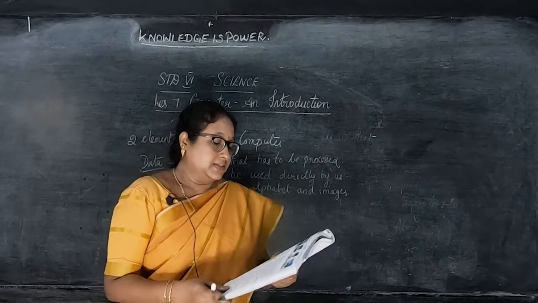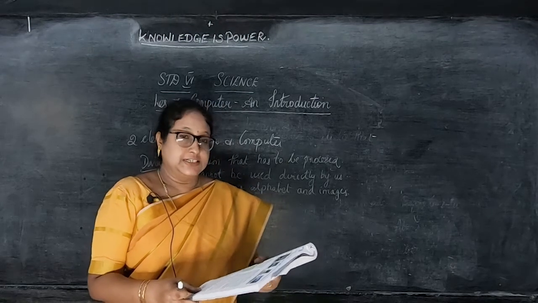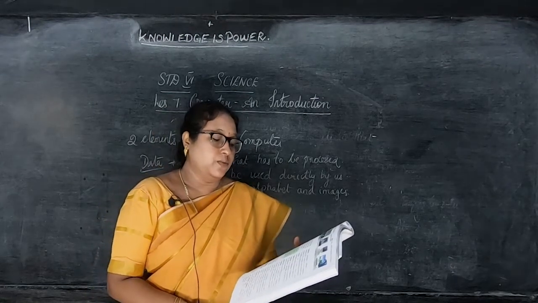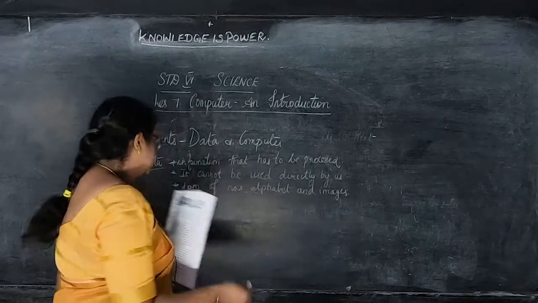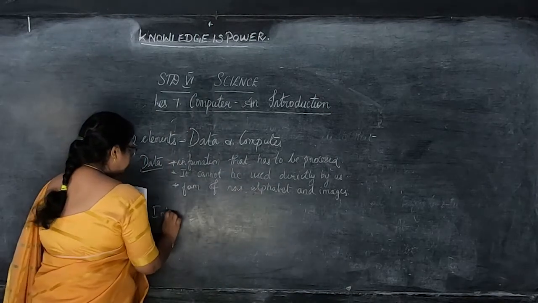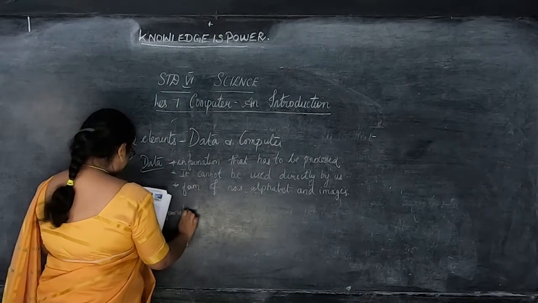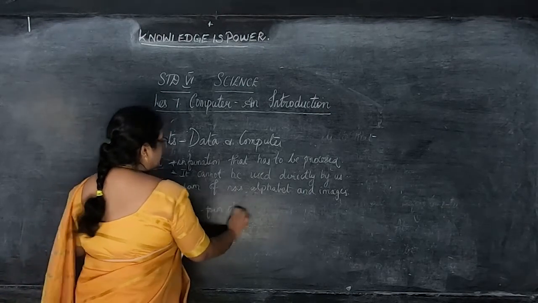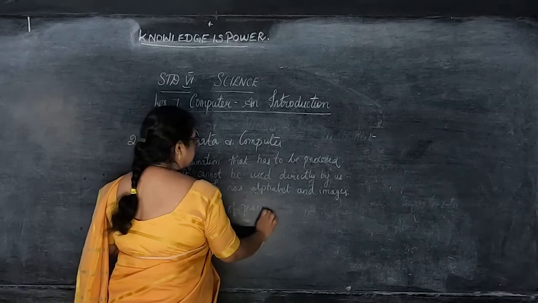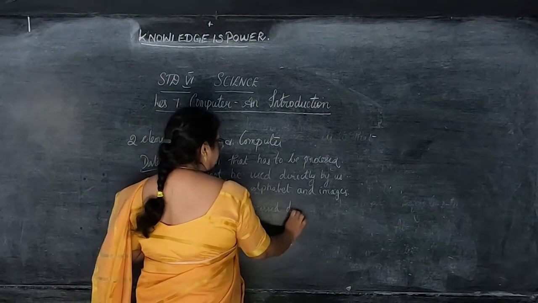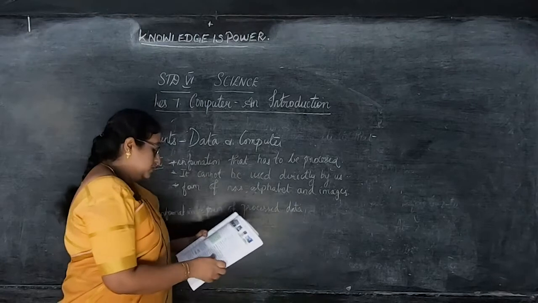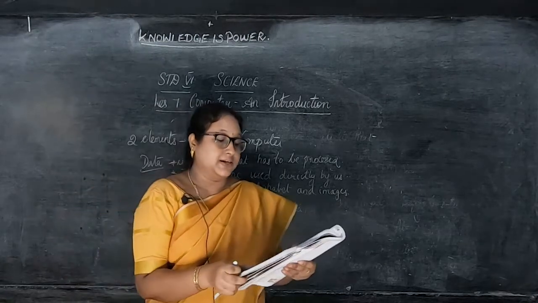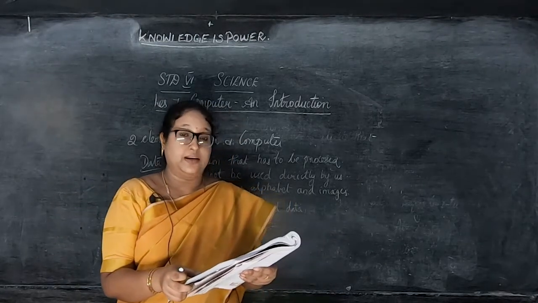Next, sir, then what is information? Teacher said, information is a form of processed data. So, what is information? It is a form of processed data.